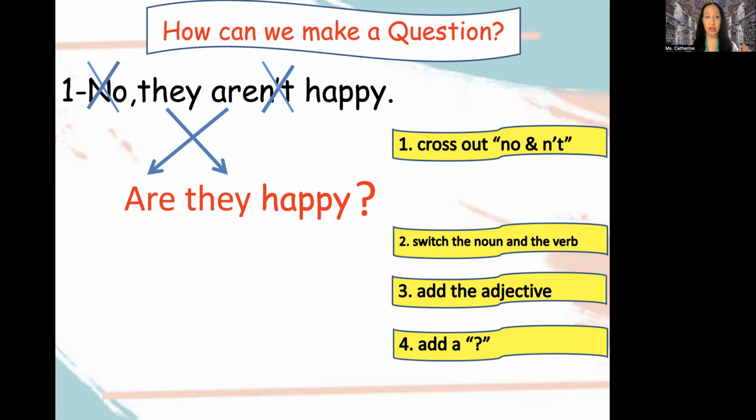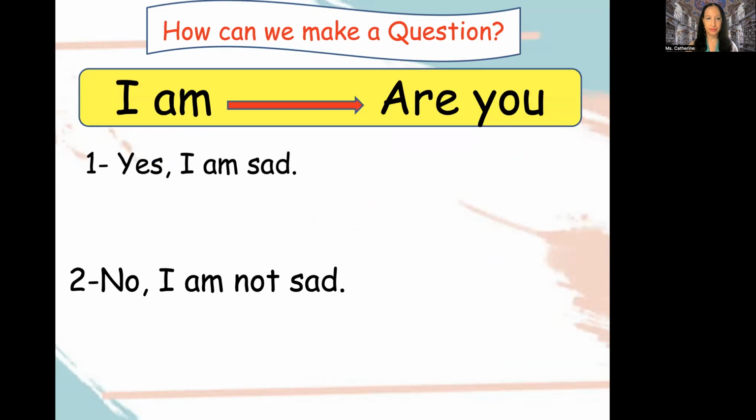So I want to help you do the opposite, right? You put your thinking cap on. How can we make a question using I am to are you? Okay, we're going to make the question. If I say I am, and I want to ask the question to the person, I would say, are you? Here, this is how we do it.